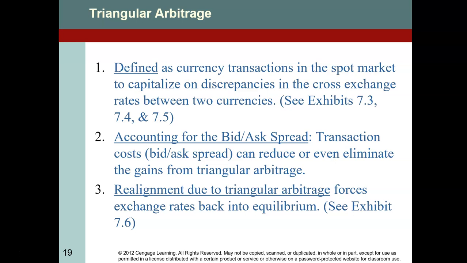In this chapter 7 part 2 video, we're going to discuss the second type of international arbitrage, which is triangular arbitrage. It is defined as currency transactions in the spot market to capitalize on discrepancies in the cross exchange rate between two currencies. So this is not between banks or between different locations anymore. This is between two different currencies.